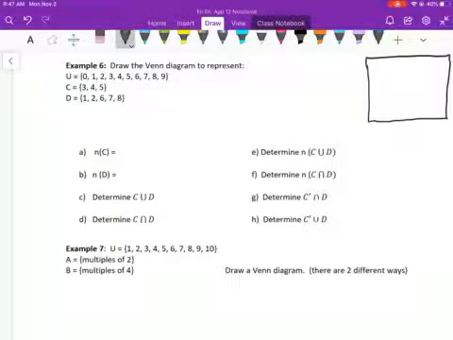All right, I'm going to be doing example 6. I'm going to draw a Venn diagram to represent the scenario of the universal set being all integers from 0 to 9, C being a subset of that, containing the numbers 3, 4, 5, and D containing 1, 2, 6, 7, and 8. So I've drawn a Venn diagram. Maybe I'm going to make that a little bit bigger here in order to answer the question.